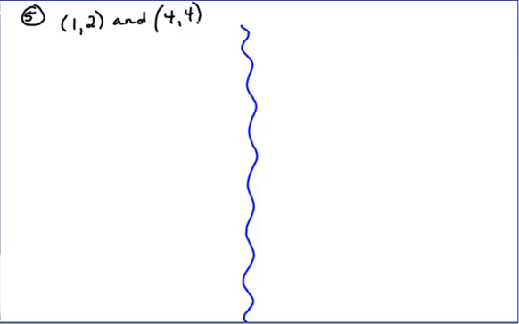Okay, so the first way that you've seen is to use this equation, y minus y1 equals m times x minus x1. For any method you're using, what's the first thing you always have to do? You need your slope. And then 2, you get your equation, right?